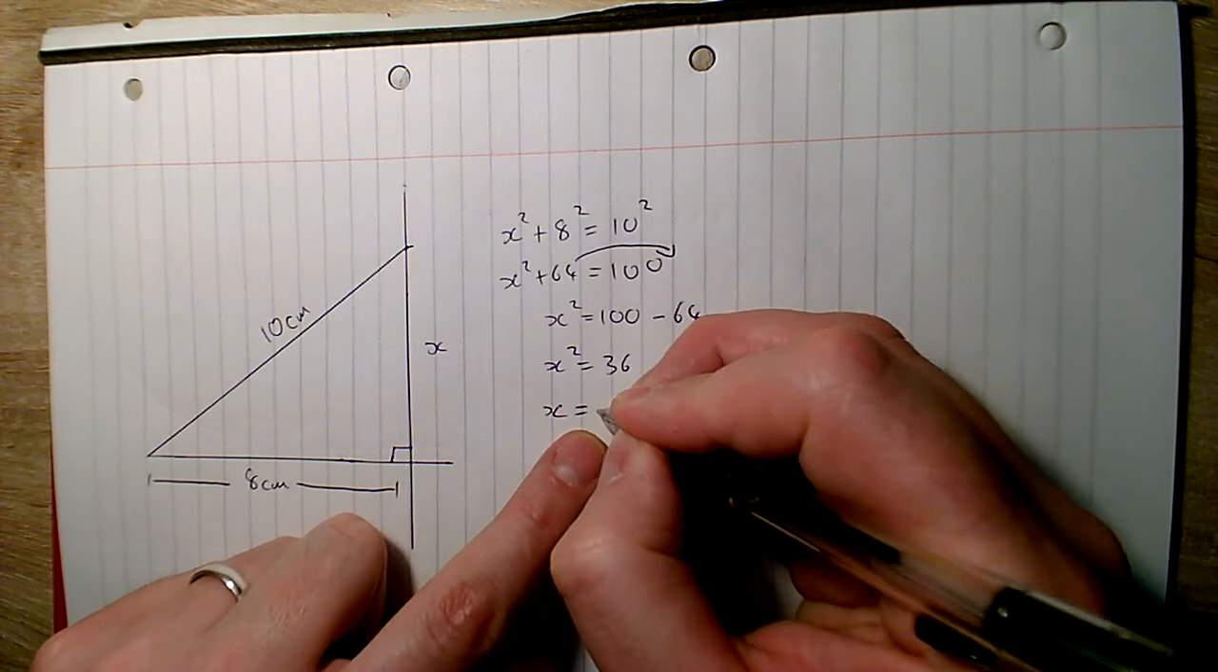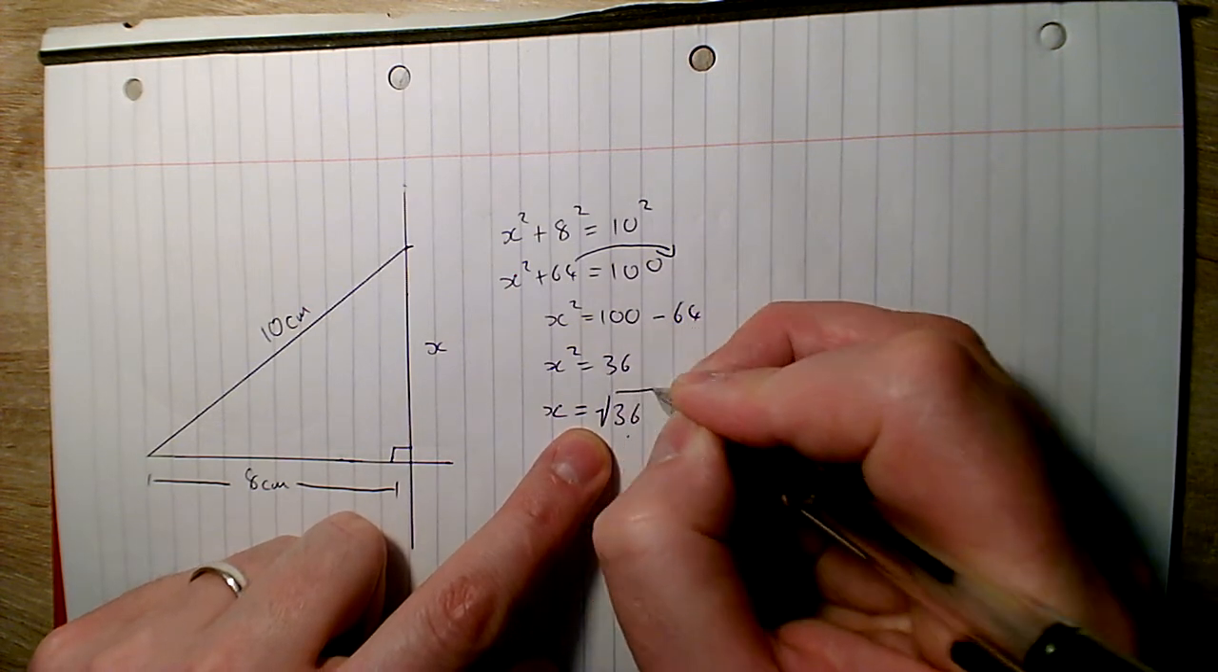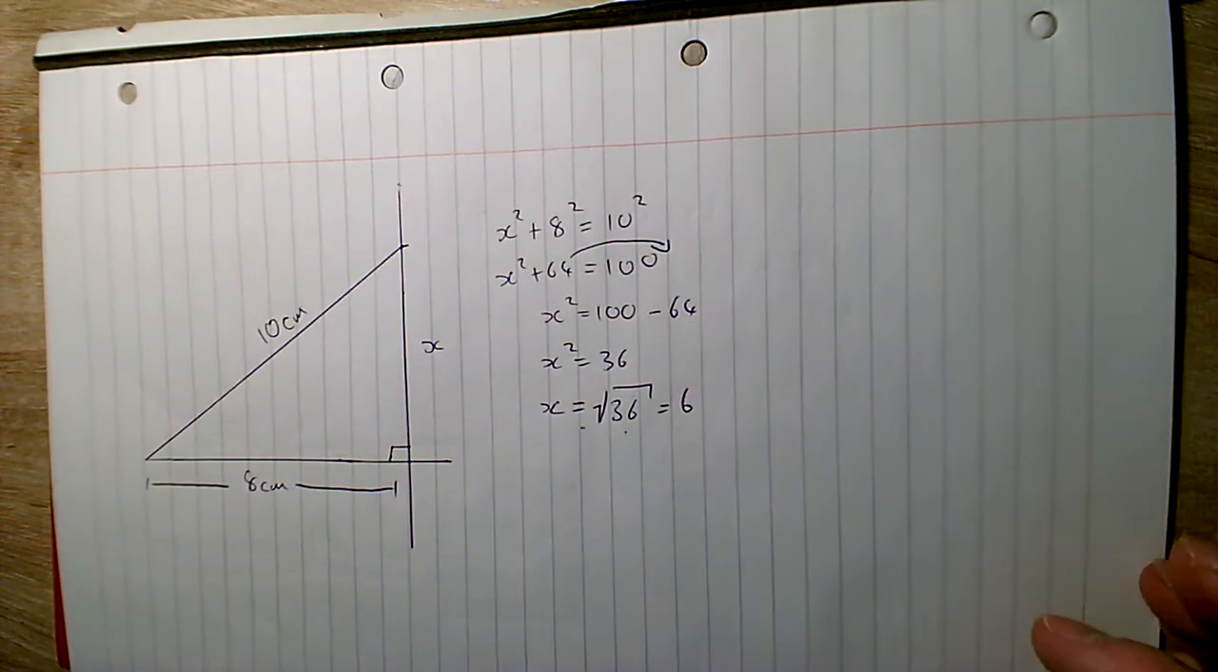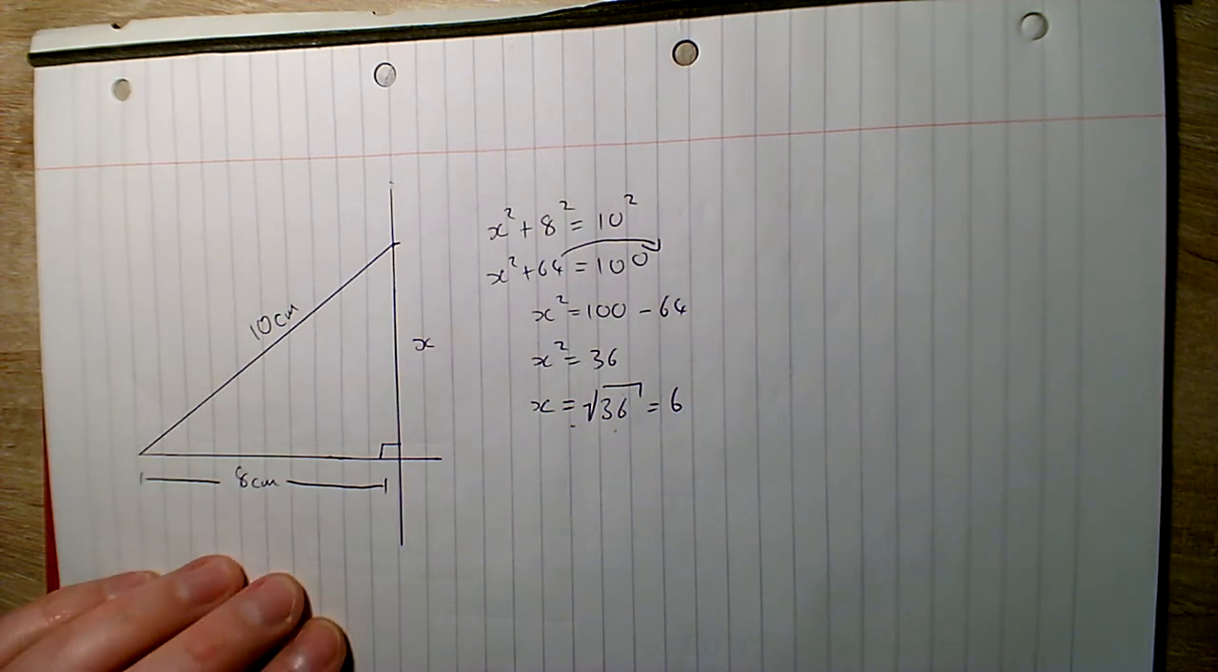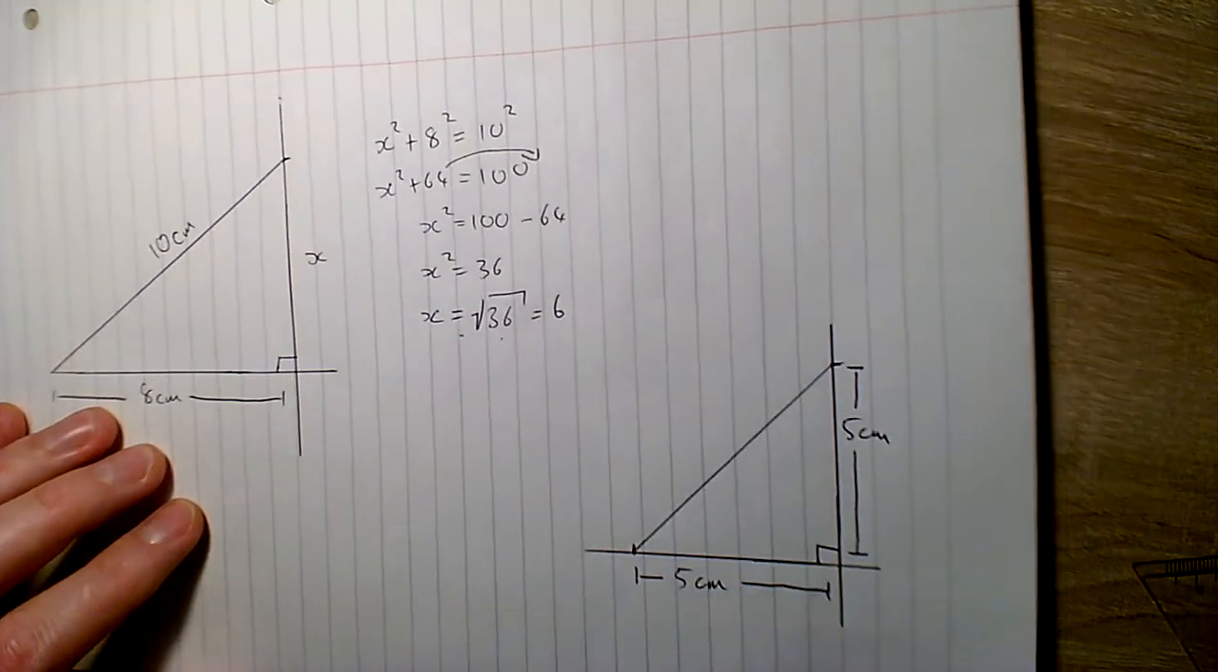So what value does x have? Now we knew it was 6 anyway, but it's by finding the square root of 36 that you find the value for x there. So this is quite useful. If we know two sides of a right angle triangle, we can calculate the third.